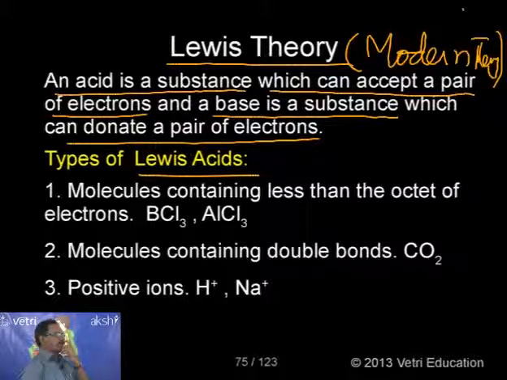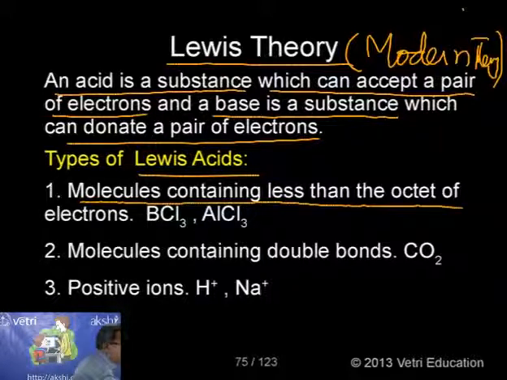Let me give. There are three types of Lewis acids. What is an acid? An acid is a substance which can accept a pair of electrons. So type one, molecules containing less than an octet of electrons will behave as Lewis acids. When you go for octet theory, we have studied already under chemical bonding. When you are forming a molecule or compound, the central atom should have 8 electrons in the outermost shell. If any molecule is not obeying this, having less than 8, it will behave as an acid.